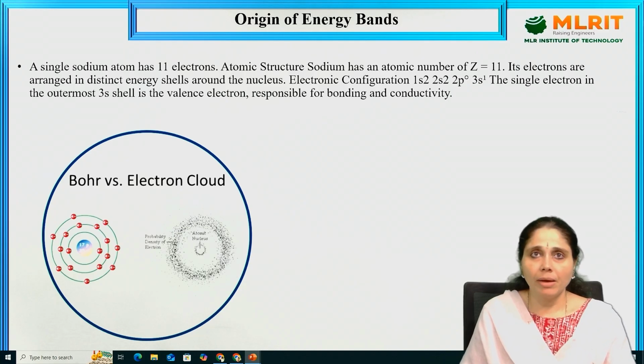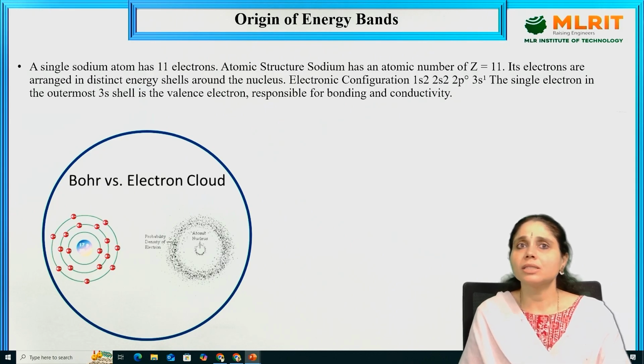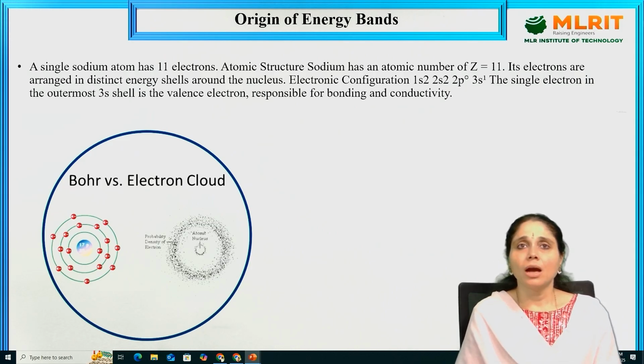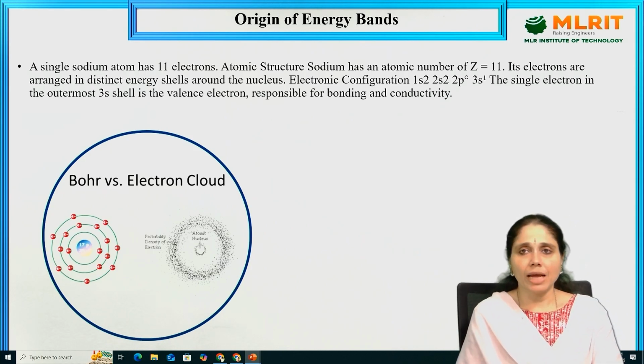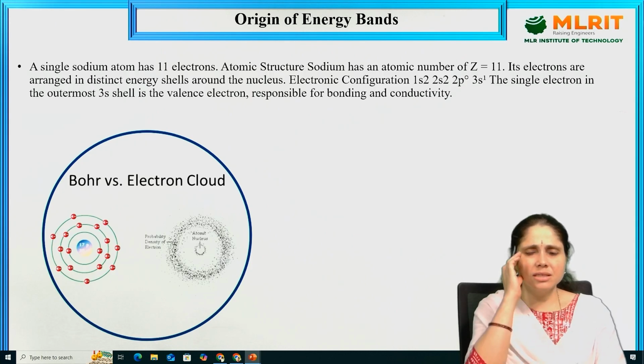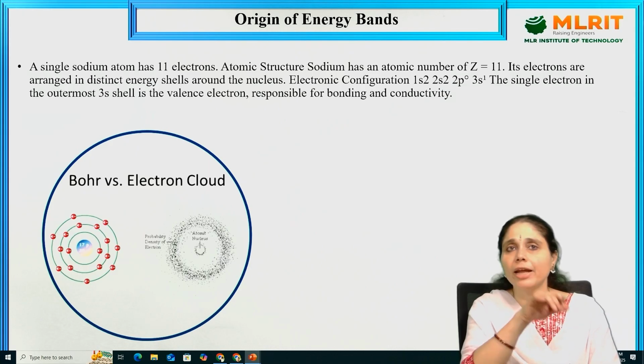A single sodium atom has 11 electrons. This is the example: the sodium atom has Z equals 11. Its electrons are arranged in distinct energy levels around the nucleus. The electronic configuration is 1s2, 2s2, 2p6 and 3s1. The single electron in the 3s shell is the outermost electron, which is the valence electron responsible for bonding and conductivity. Before going into the origin of band gaps, let us have an outlook of the sodium atom. A sodium atom consists of 11 electrons, of which only one electron is the valence electron.